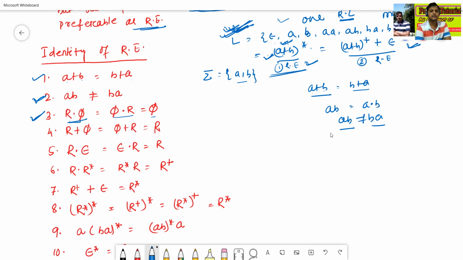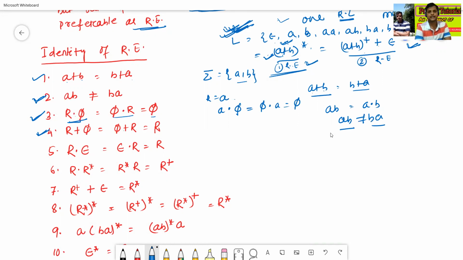R dot phi. Let r be a, so a dot phi equals phi dot a equals phi. In the fourth identity, r plus phi equals phi plus r equals r.